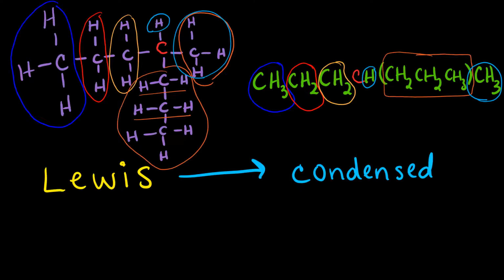When you have a group like this that you have to put in parentheses, this is called a branch. And so we say that the red carbon is branched because it has carbon groups going off in multiple directions.